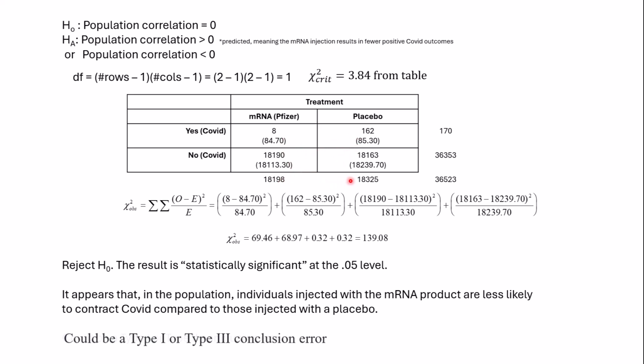And along the edges here, we have the totals. So if you add up 8 and that number, you get that. 162 plus that, you get that. Add up these, you get 170 and so forth. And then they had 36,523 people altogether.